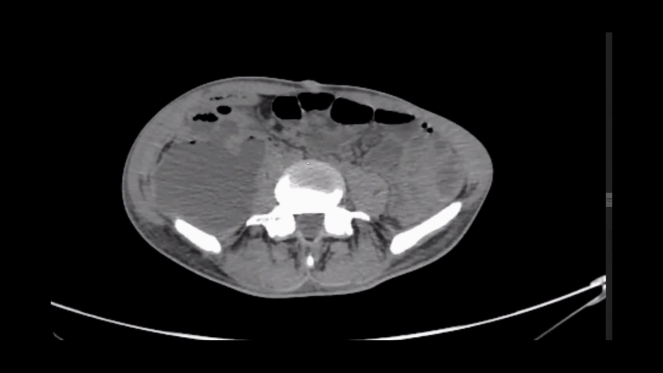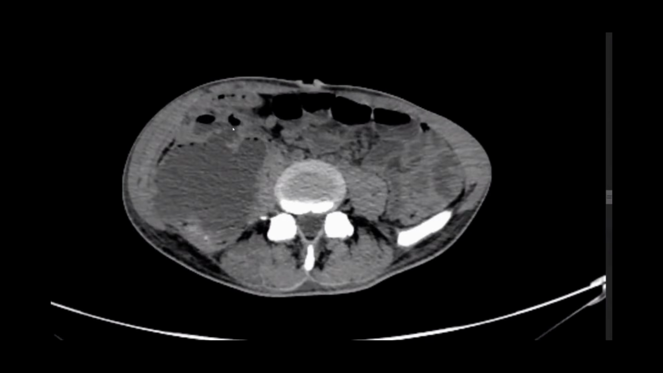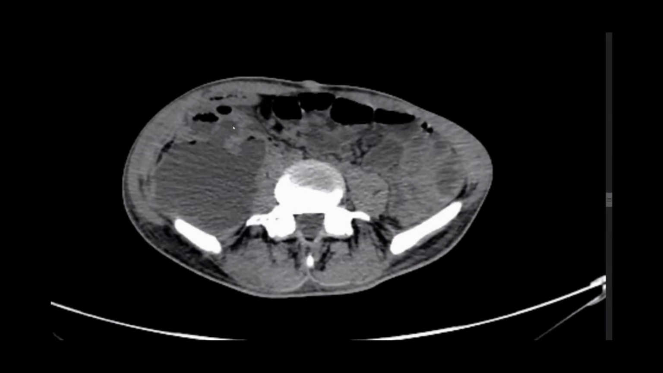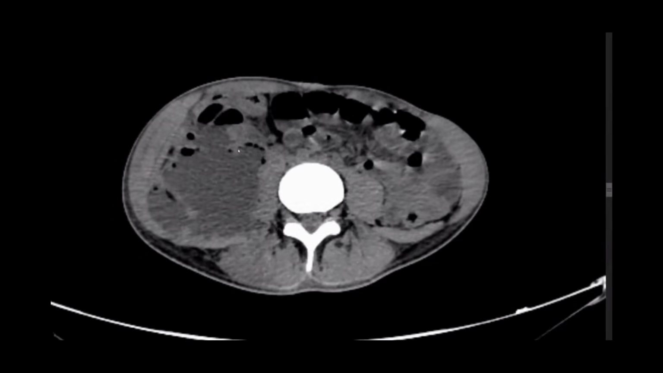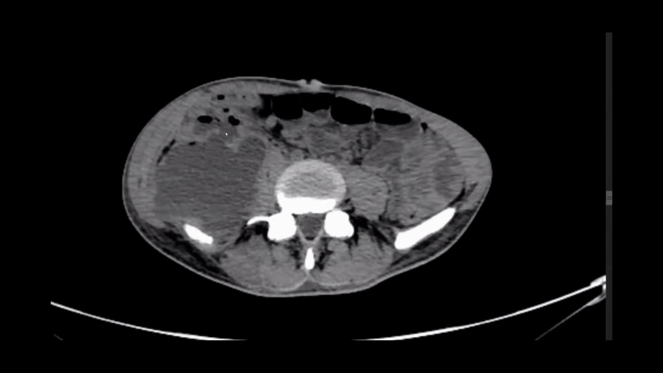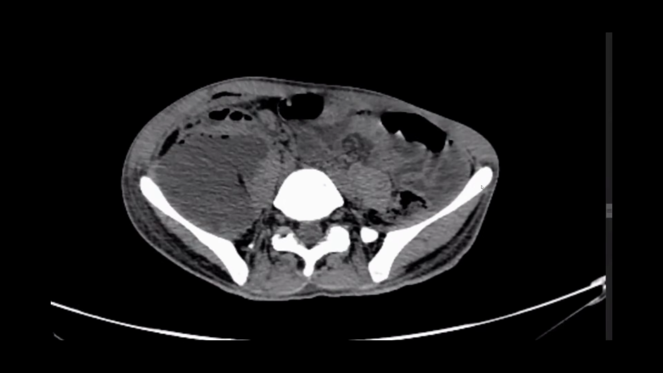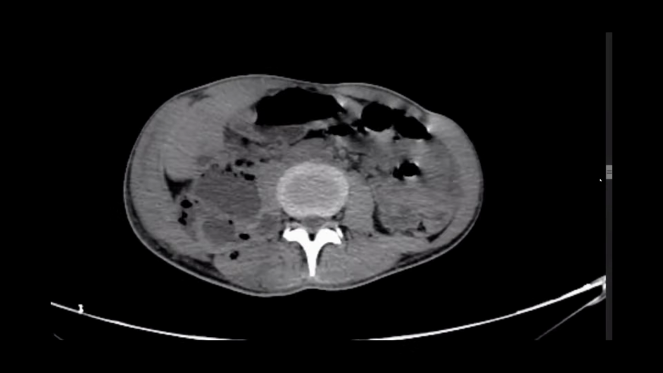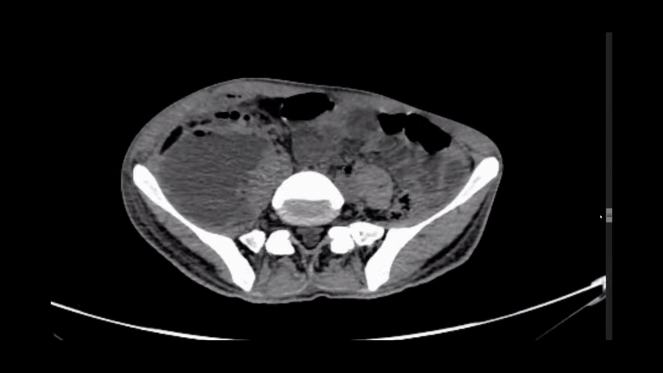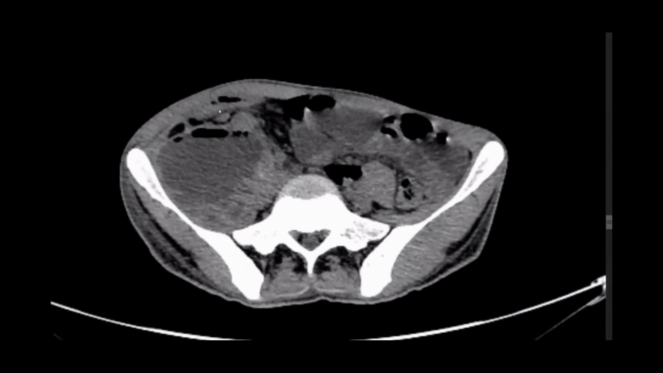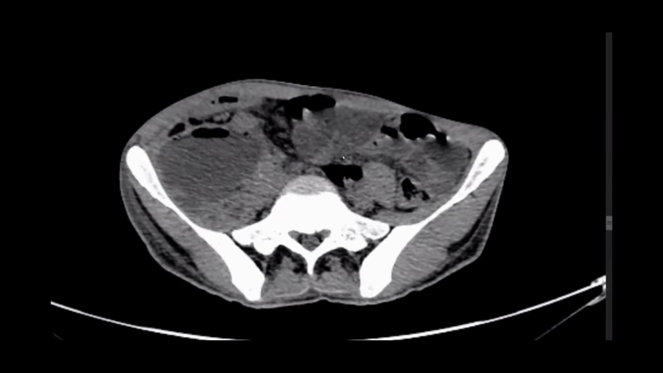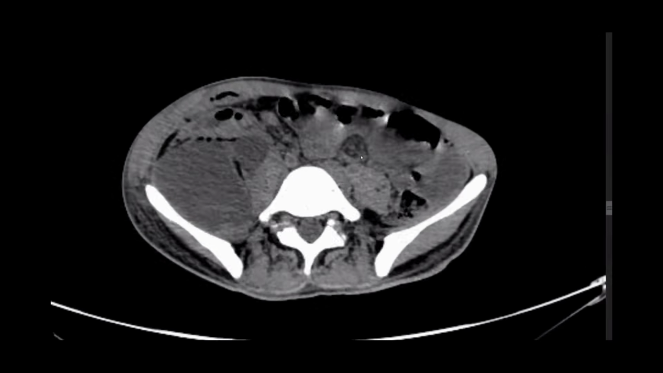Let's play with the window here. We have an extramuscular component here projecting anteriorly, maybe a retroperitoneal, maybe a peritoneal component. We are not sure because this one is non-contrast, but for me, it is displacing the ascending colon here anteriorly, maybe a retroperitoneal extension as well.